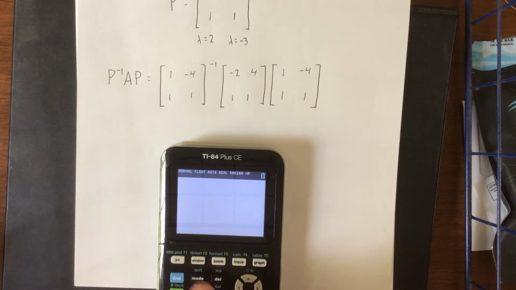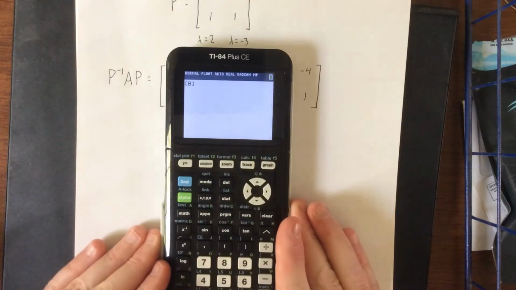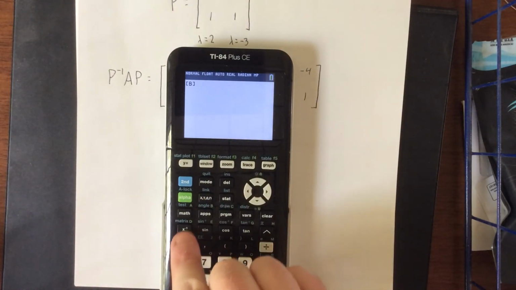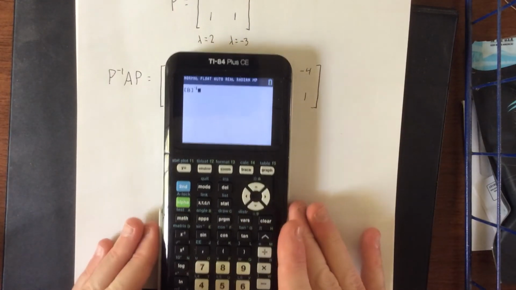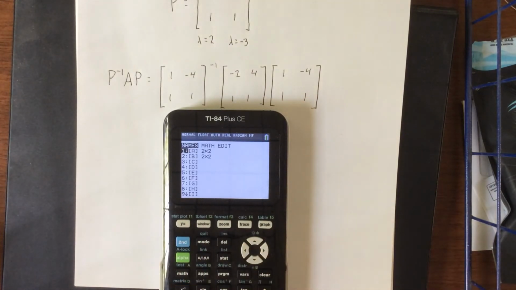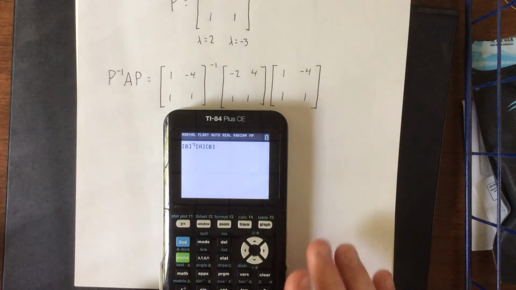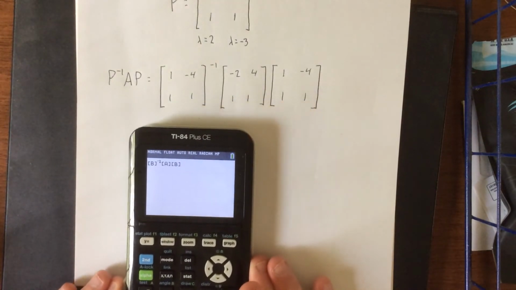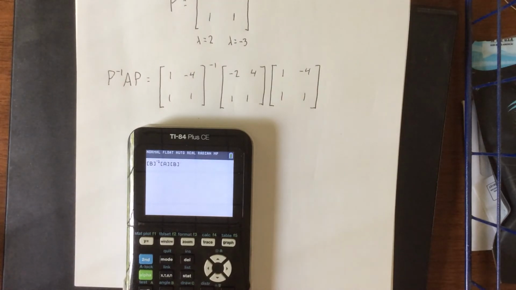Exiting out of this, I would now like to ask my calculator to multiply B inverse times A times B. I enter the matrix menu, I select B, then I press the same button that got me into the inverse menu, which is the multiplicative inverse button. That is now referring to B inverse. I multiply this by the matrix A, and I multiply this by the matrix B. If all has gone well, I should see a diagonal matrix of eigenvalues of A.